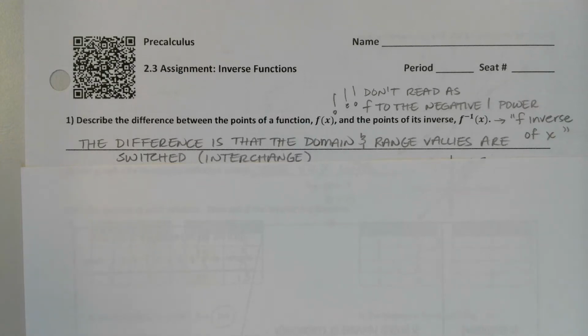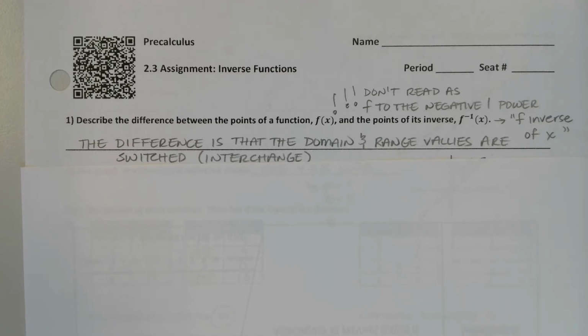Today we are jumping into section 2.3, the last section of Unit 2. The title of this section is Inverse Functions. So let's start out here with reading number 1. Describe the difference between the points of a function f of x and the points of its inverse, f inverse of x.